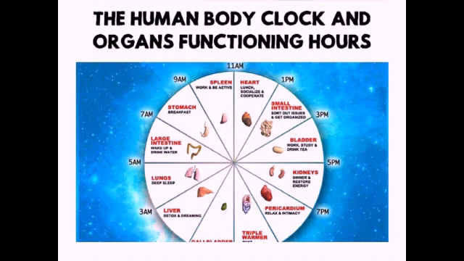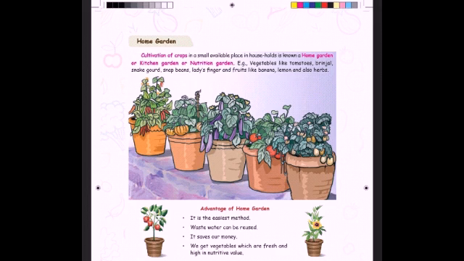And then the importance of the home garden, and the easiest methods we can use to utilize the home garden for getting fresh fruits and vegetables. So we should know the importance of home gardening.